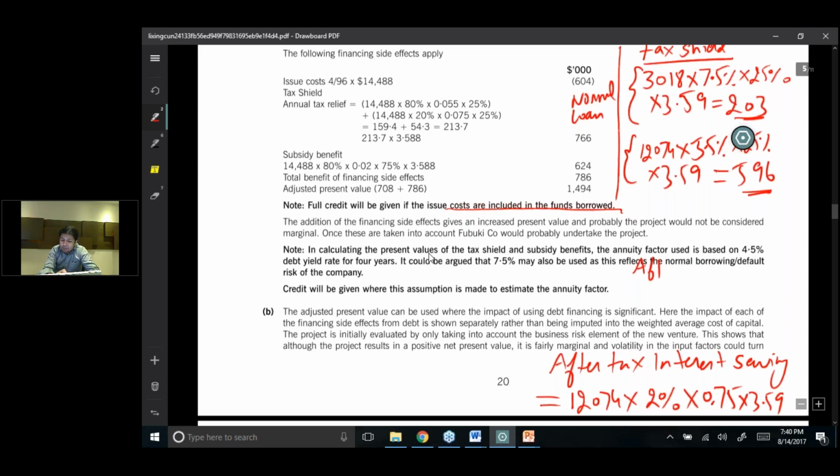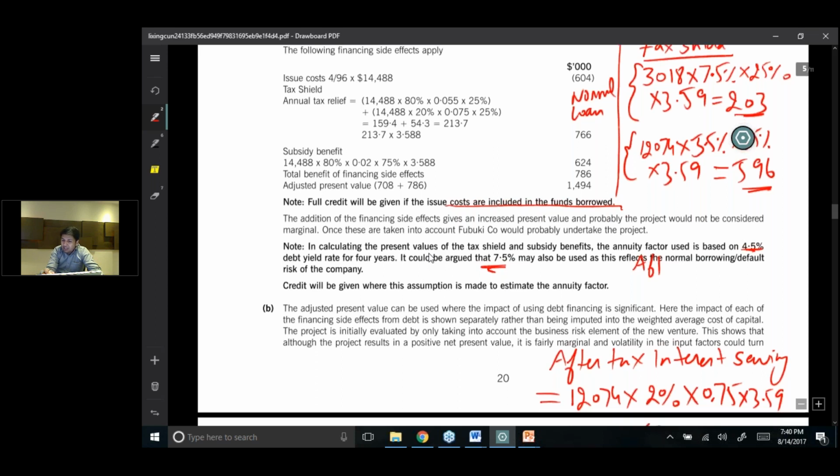Okay, in calculating the present value of the tax shield and subsidy benefit, the annuity factor used is based on 4.5%. We have taken the same assumption, but it could be argued that 7.5% may also be used, as this reflects the normal borrowing default risk of the company. Credit will be given where this assumption is made to estimate the annuity factor. You can discount with either 7.5 or 4.5, but remember, you just have to take the before tax value.